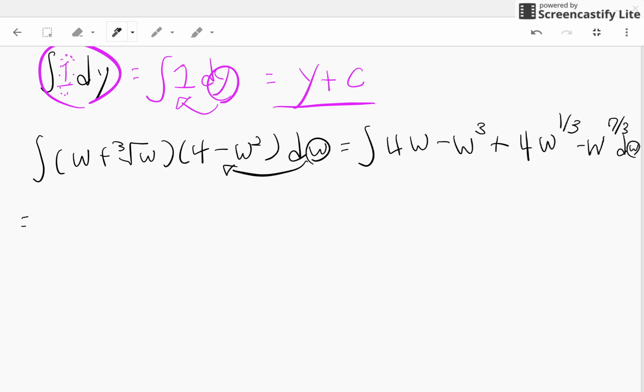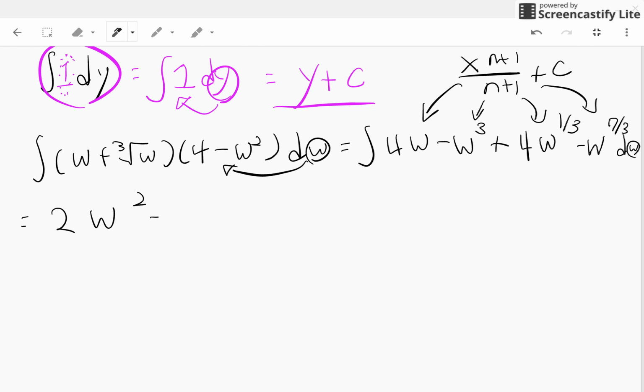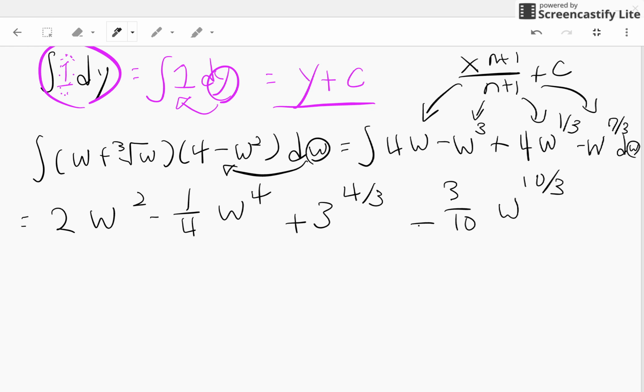Well, if we use x to the n plus 1 power divided by n plus 1 plus c for each individual term, we can solve this thing. And when you solve it, it comes out as 2w squared minus 1 over 4 w to the 4th power plus 3 times w to the 4 over 3 power minus 3 over 10 w to the 10 over 3 power plus c.